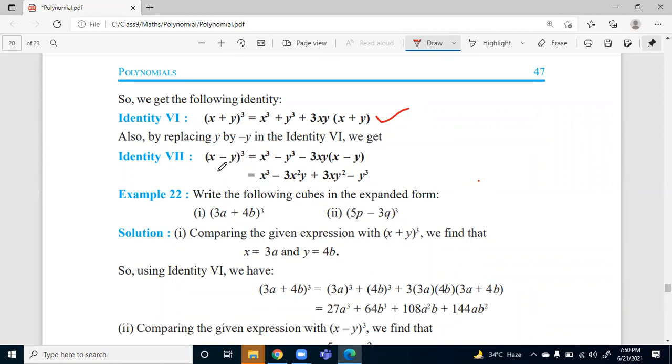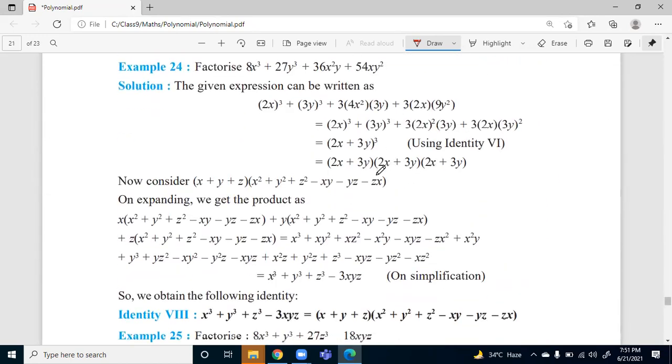Identity number 7 is with a negative sign. So what is the change? Everywhere comes the negative sign. So in place of plus, it will be minus. In place of plus, there will be minus. So everywhere will come a minus sign. X cube minus y cube minus 3xy into x minus y. So these are the sixth and seventh identities. So let's start practice for the sixth and seventh identities.